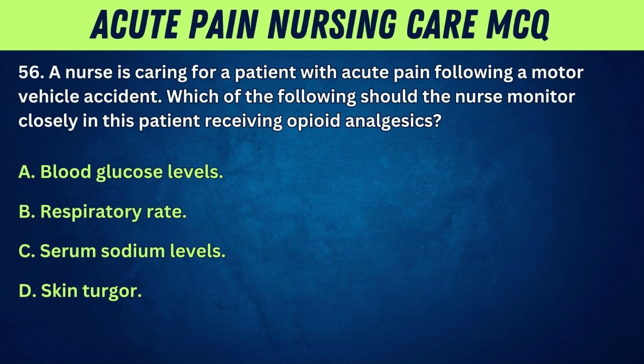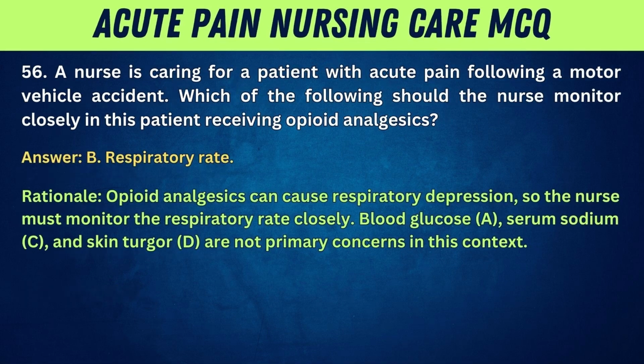56. A nurse is caring for a patient with acute pain following a motor vehicle accident. Which of the following should the nurse monitor closely in this patient receiving opioid analgesics? A. Blood glucose levels. B. Respiratory rate. C. Serum sodium levels. D. Skin turgor. Answer: B. Respiratory rate. Rationale: opioid analgesics can cause respiratory depression, so the nurse must monitor the respiratory rate closely. Blood glucose, A, serum sodium, C, and skin turgor, D, are not primary concerns in this context.